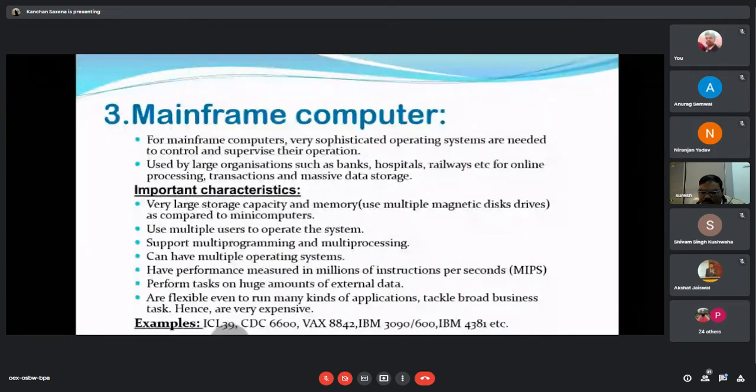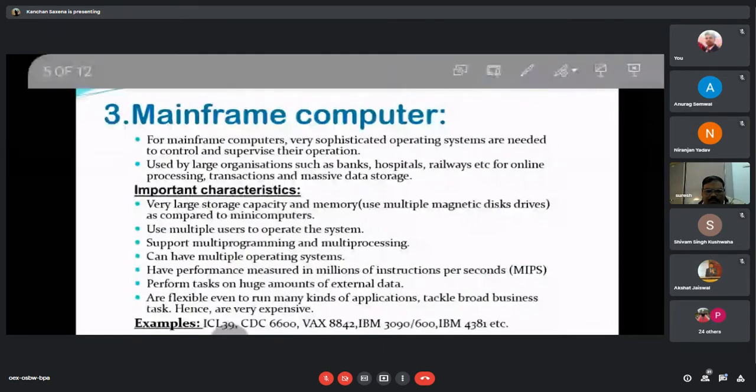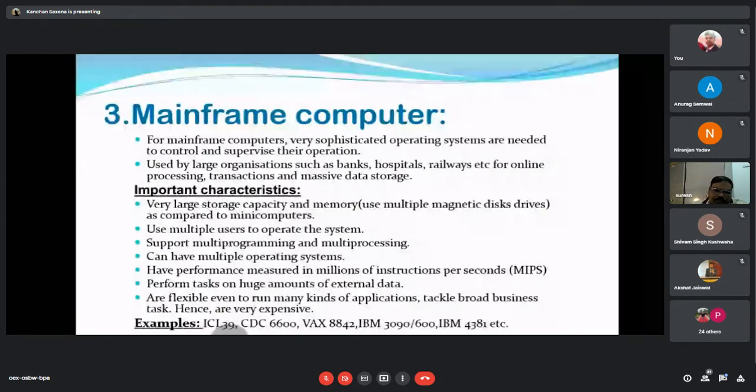The important characteristics of mainframe computers. Oh god. So can I give it later on? Okay. अरे यार क्या प्रेजेंटेशन चल रही है दीदी. Sir, can I continue now? Yes.